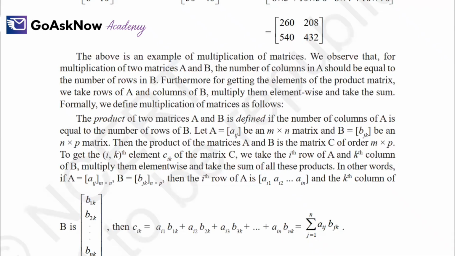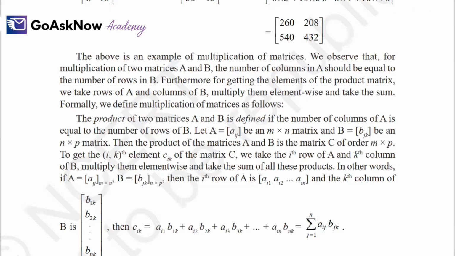To get the ikth element Cik of the matrix C, we take the ith row of A and the kth column of B. We have talked about how to write the general formula of a matrix element. Multiply them element-wise and take the sum of all these products, like we have done earlier.